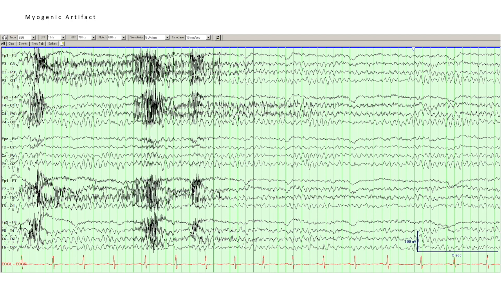Here is one last example of myogenic artifact. Again, you see these spiky, kind of very fast, dark lines here. This is what you'll see with myogenic artifact. And you'll see a lot of this as you read EEGs.